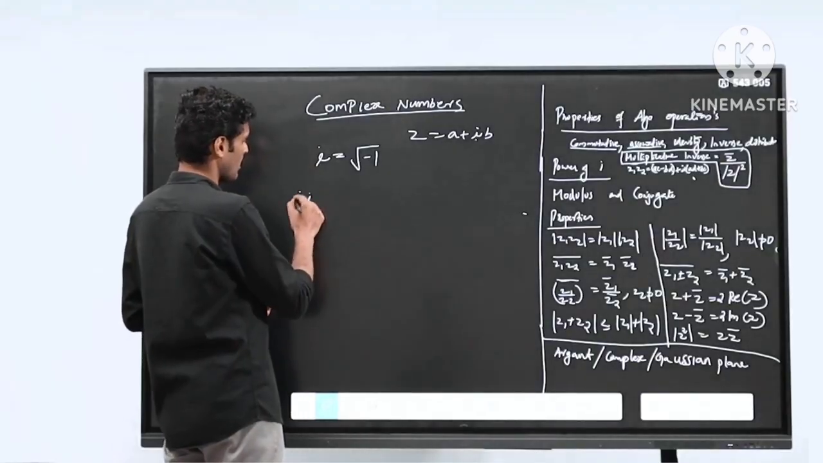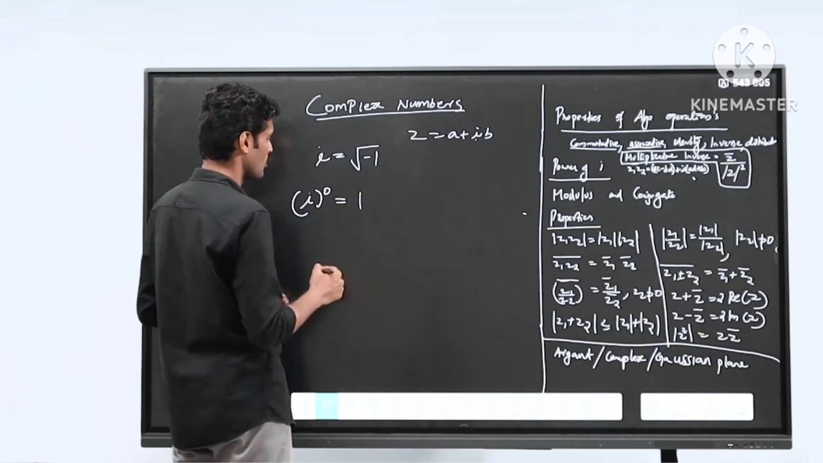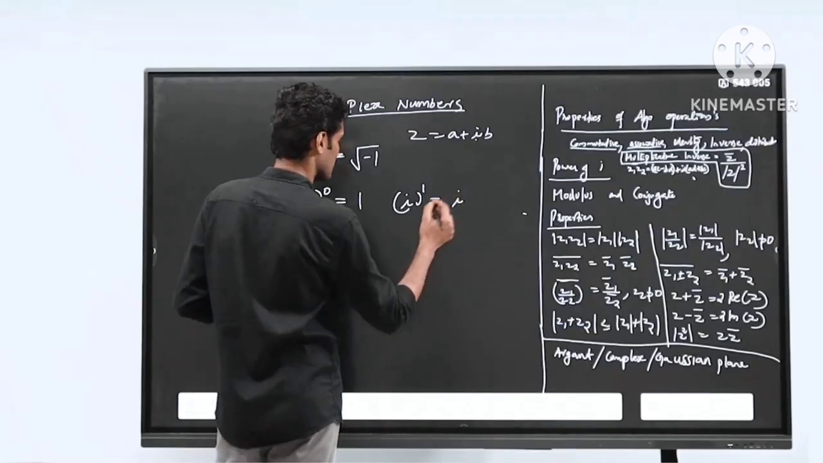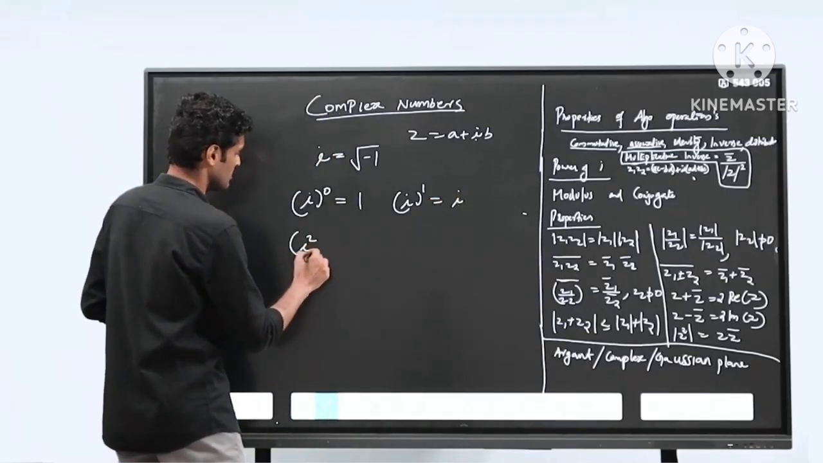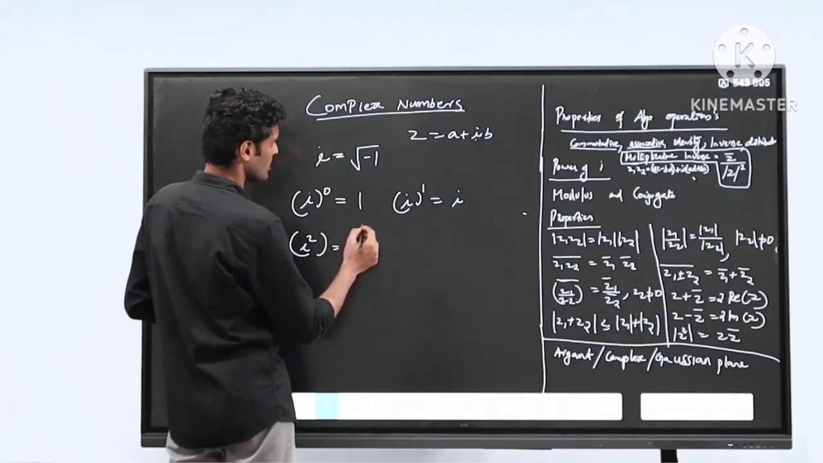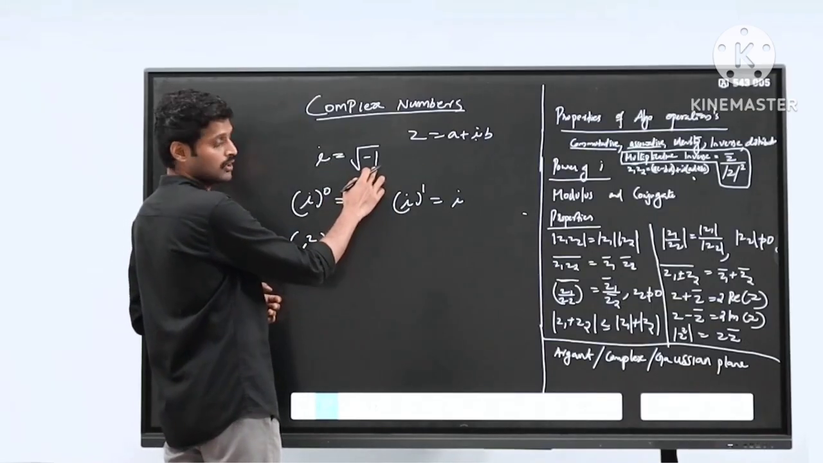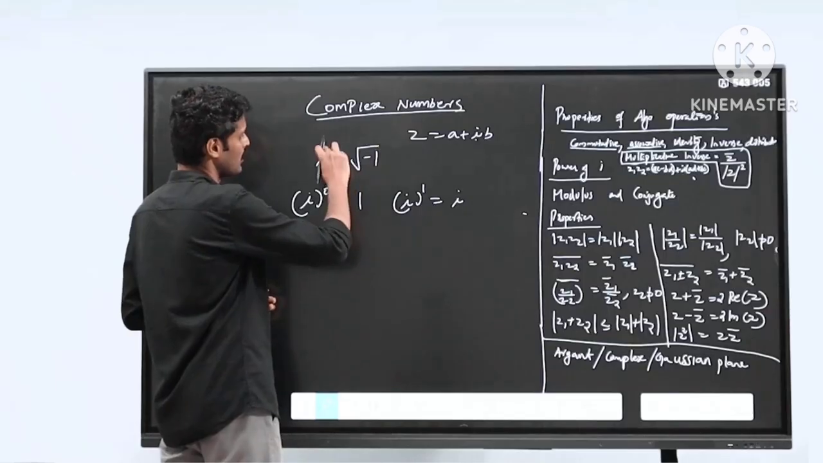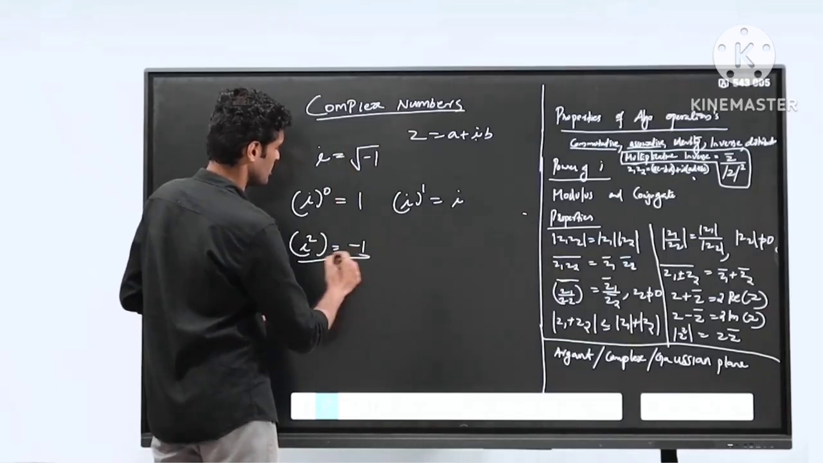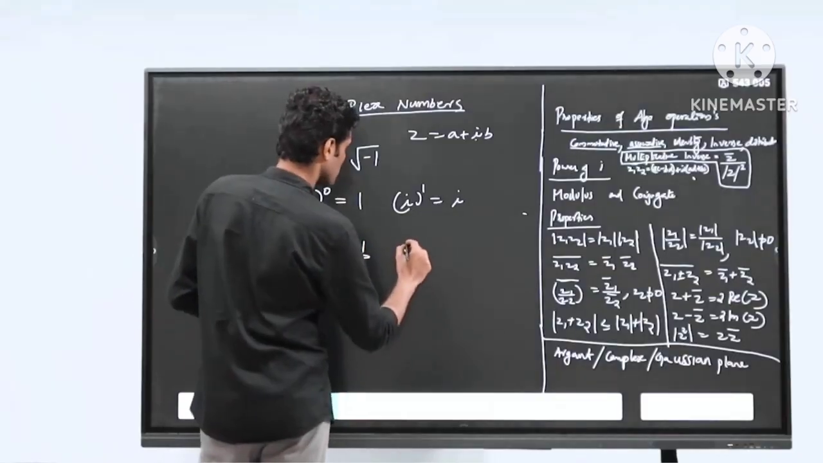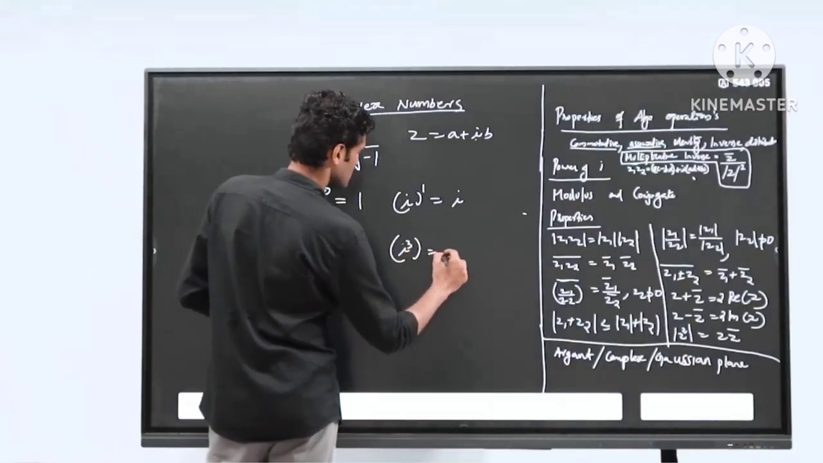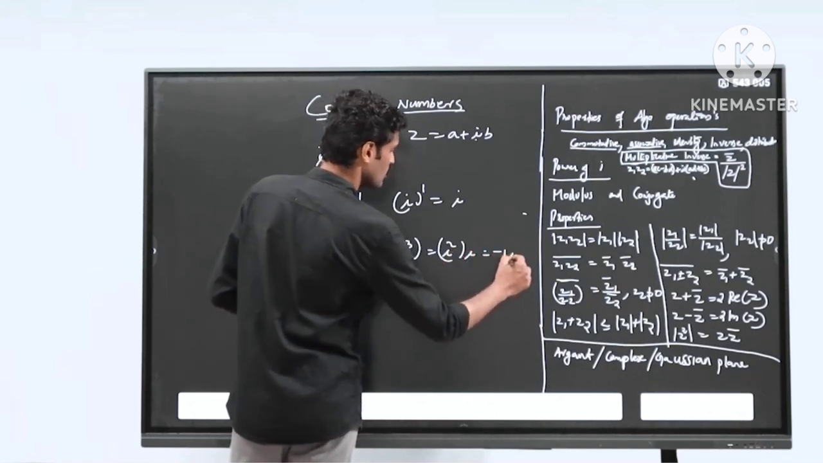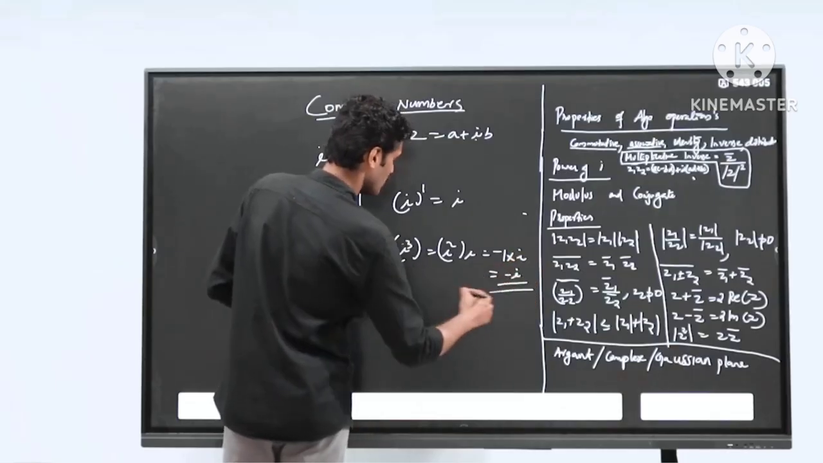Then we can elaborate with the powers of I. That is normally I raised to 0. Anything raised to 0, as we all know, is 1. Then I raised to 1 is I. Then I square: we know that I equals root of minus 1, so after squaring, we get I square equal to minus 1. So it's very, very important. And I cube, we can write it as I square into I. That means I square, we have the value minus 1, into I. That is minus I. Okay, I cube.